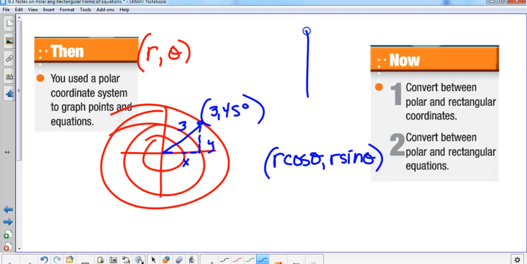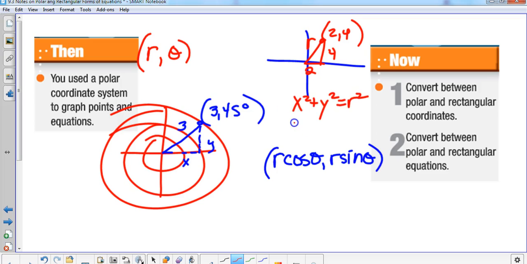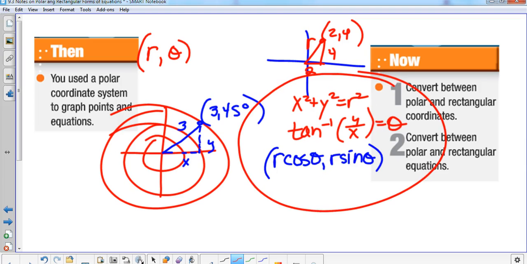But we're also going to be given an X and a Y today, like over here at 2, 4, this would be 2, this would be 4, and we're going to have to find the R and the theta. Any ideas on that? Pythagorean theorem and inverse tangent. Okay, so right there is everything you need to know for today.